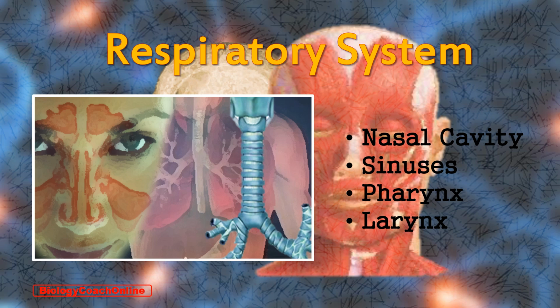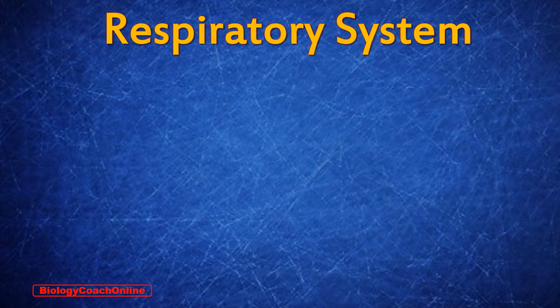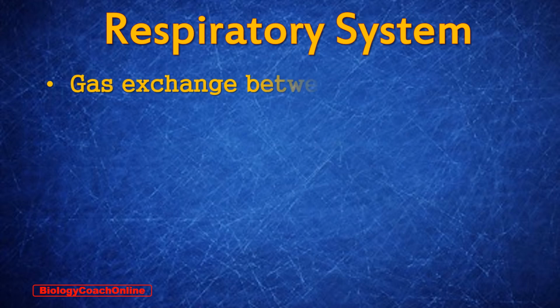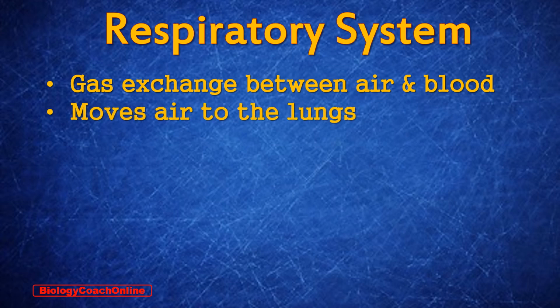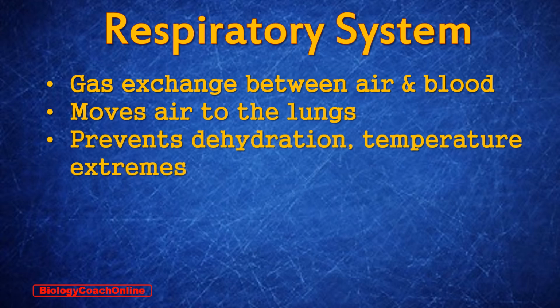So here we go. When we think of the respiratory system, we generally think of the act of breathing. The respiratory system does a lot more, however. For example, your respiratory system is responsible for gas exchange between the outside air and your circulating blood. It provides passage to move air from the environment to the lungs. It prevents dehydration of respiratory surfaces by keeping them moist.